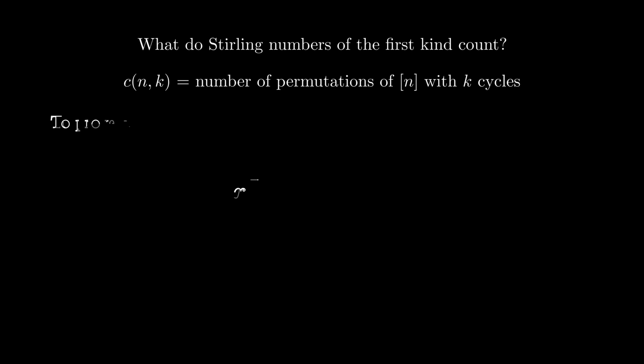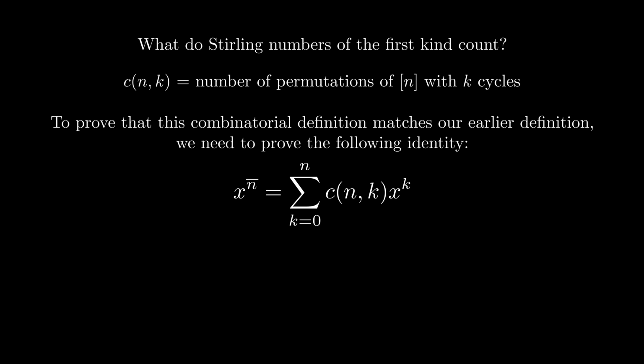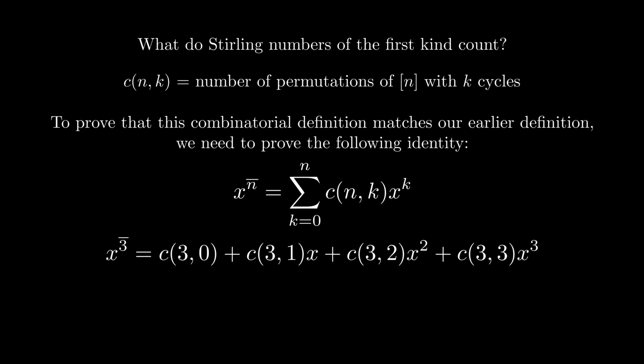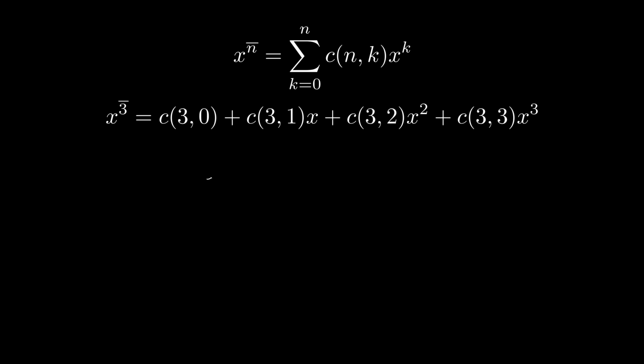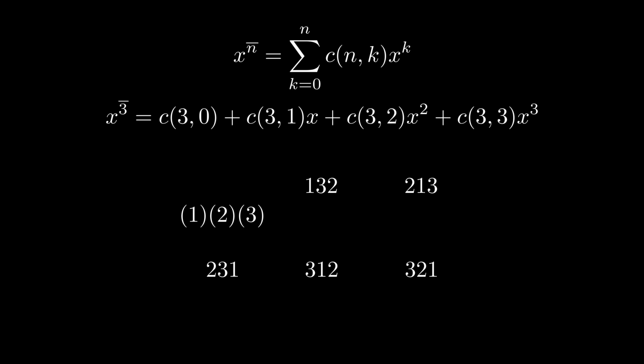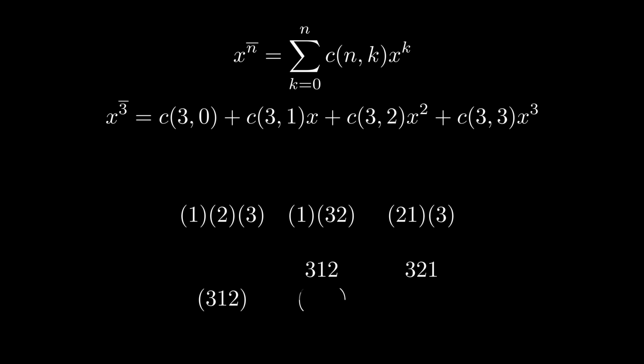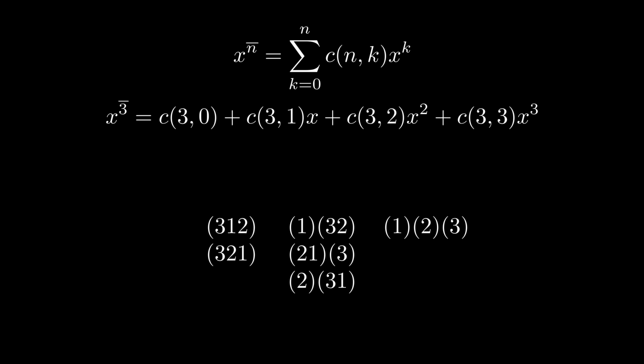So now we want to prove this identity here, which tells us that these numbers form the coefficients when the rising factorial is expanded. For example, if we were to write out every permutation of 3, then write each of them in cycle notation, you can see that there are 2 permutations with 1 cycle, 3 permutations with 2 cycles, and 1 with 3 cycles. This means that this identity should hold, and if you expand, you'll see that it is true. Proving this in the general case will demonstrate that our combinatorial definition lines up with our first algebraic definition.